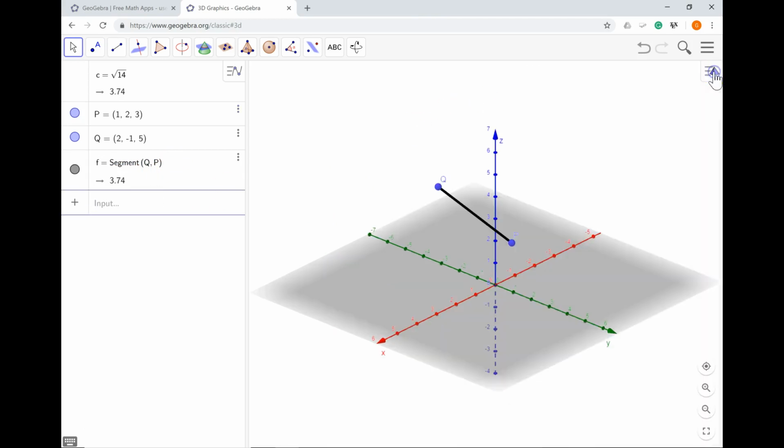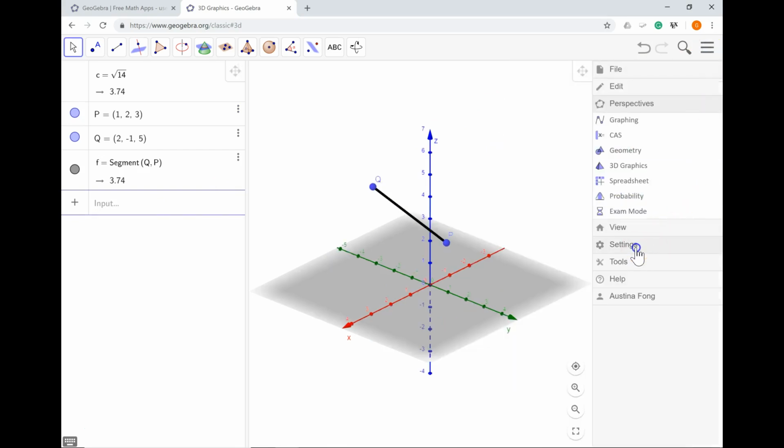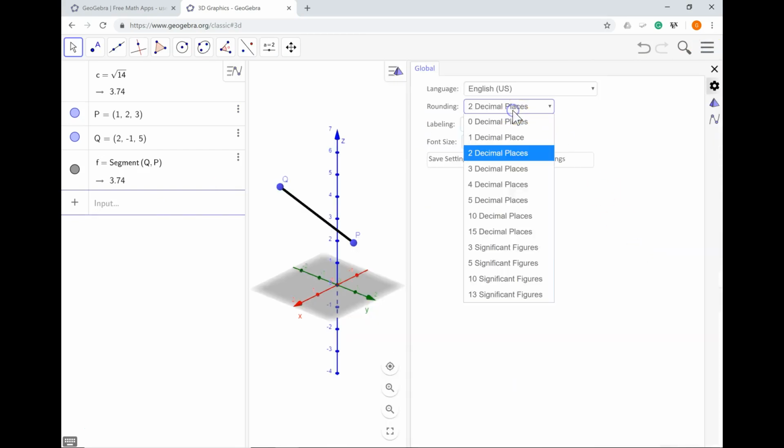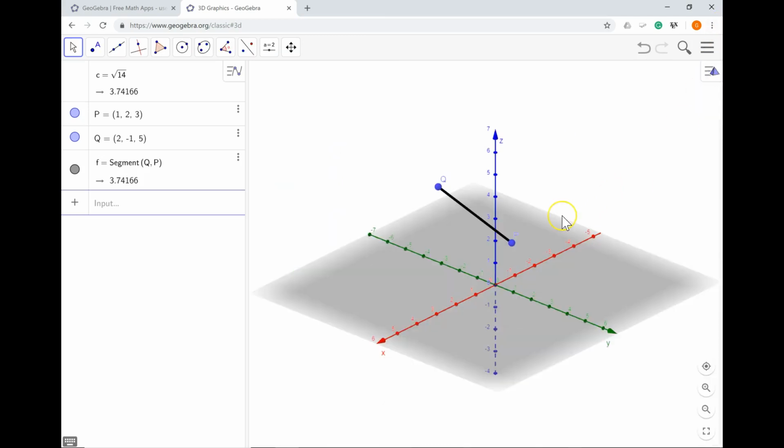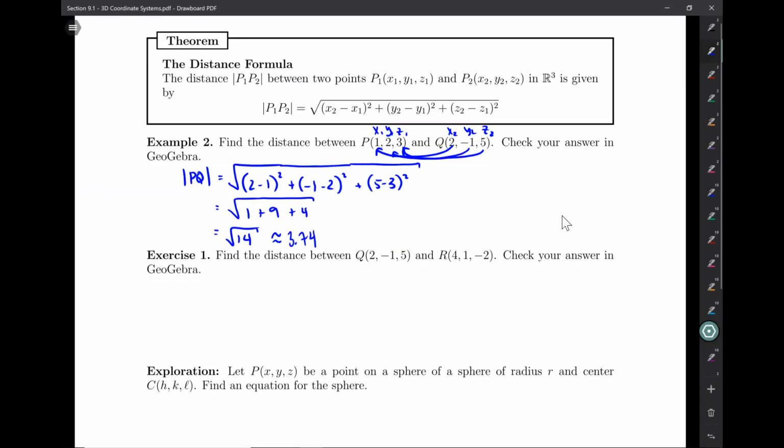If you want a little more precision than that, then what you can do is go to the menu and go to settings, and you can extend the rounding a little bit more. Maybe you want 5 decimal places, wherever you are thinking you want to go with rounding. So about 3.74 is the length. Notice it just gave a decimal approximation and not an exact value for the length. The distance formula will give us the nice exact value.